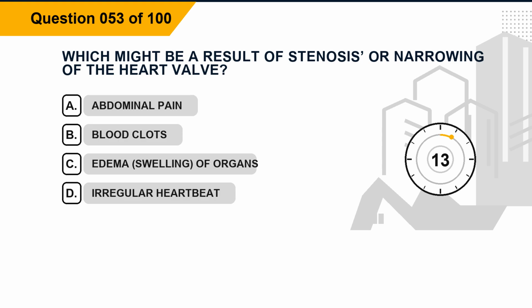Question 53. Which might be a result of stenosis, or narrowing of the heart valve? Option A. Abdominal pain. Option B, blood clots. Option C, edema, swelling, of organs.